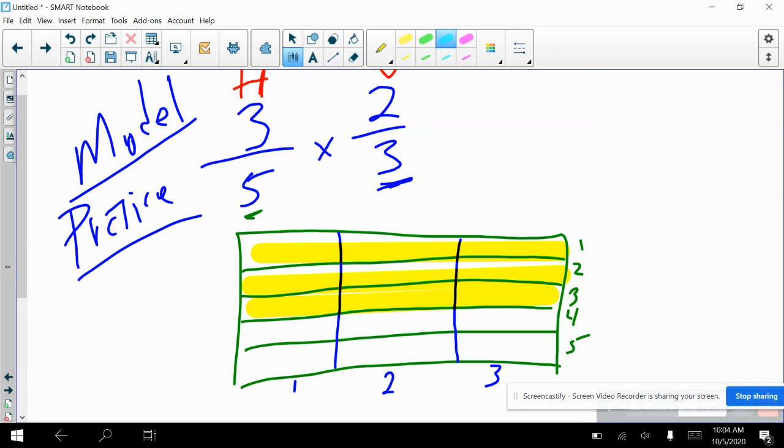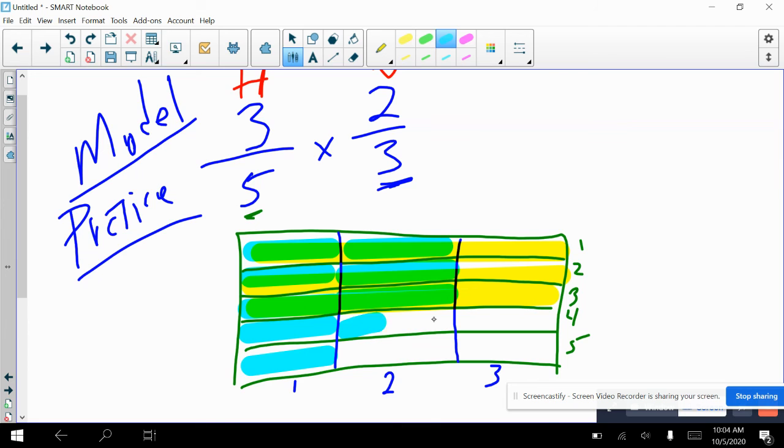Okay, understand what I said. I didn't say 3 boxes. You shade in the entire row. Okay, vertically, how many columns am I going to shade in? I'm going to shade in 2, right? Not 2 boxes. I'm shading in the entire column. Does it make sense?